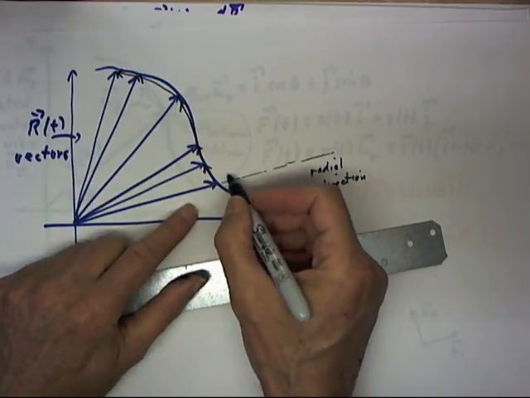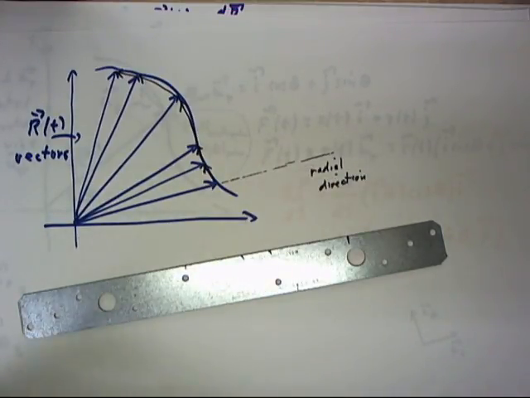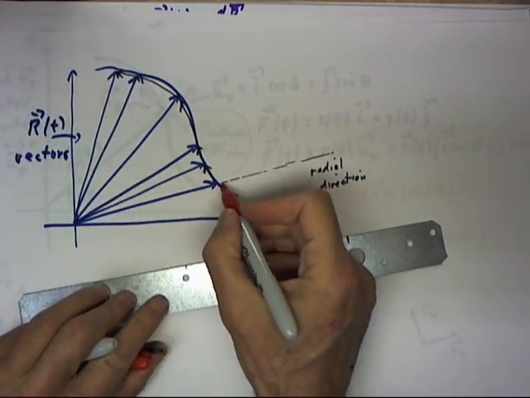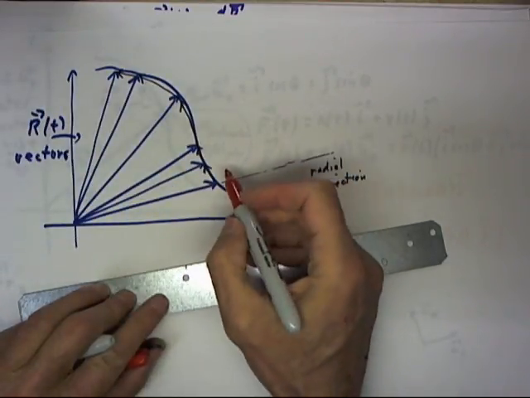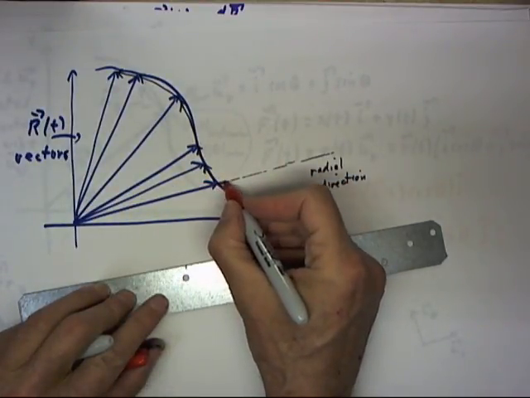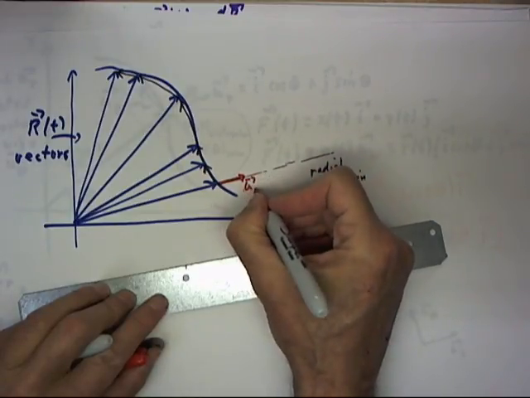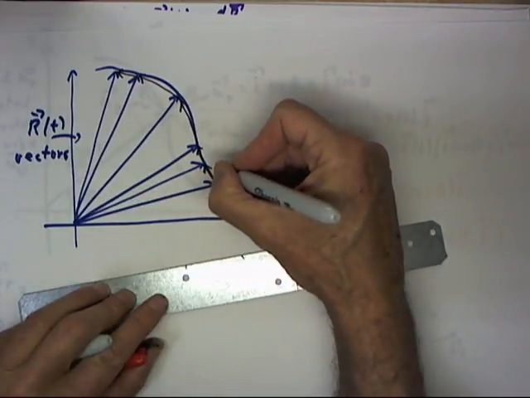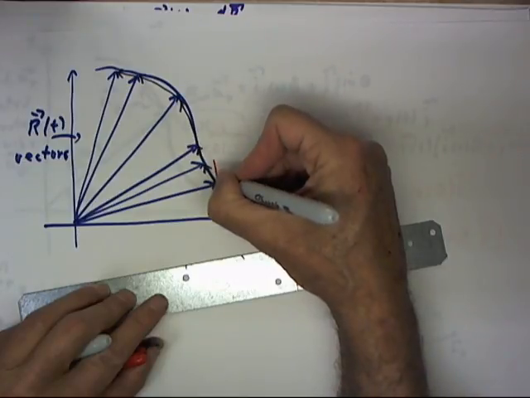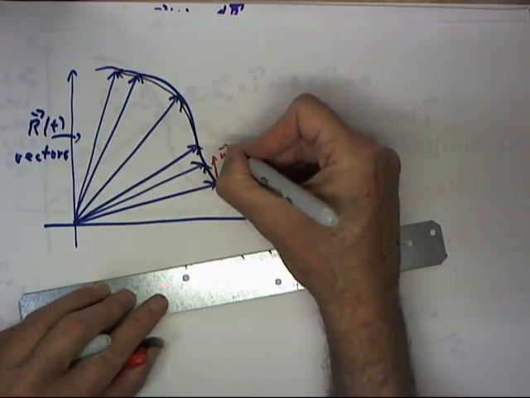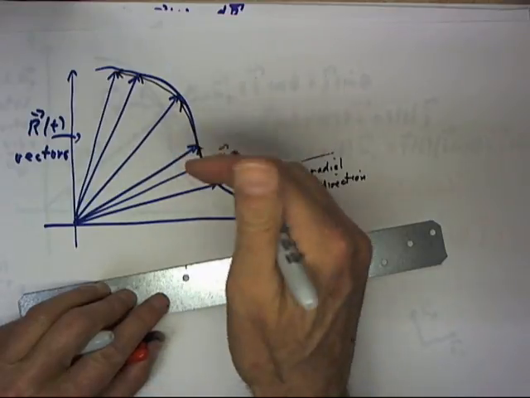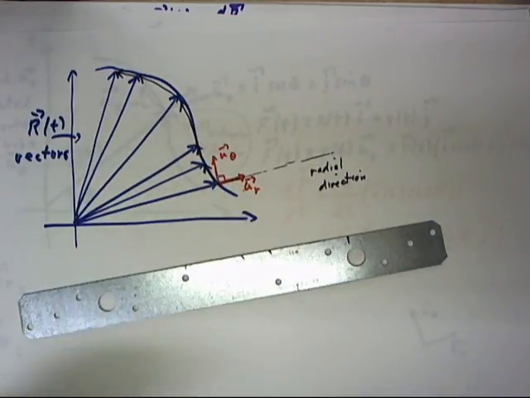At this point, then, I've got a coordinate system, and let's use a different color here. Imagine that I'm carrying along a unit vector, u sub r, in the radial direction, and u sub theta in the direction perpendicular to my radial direction.